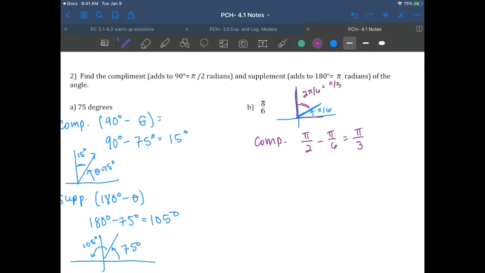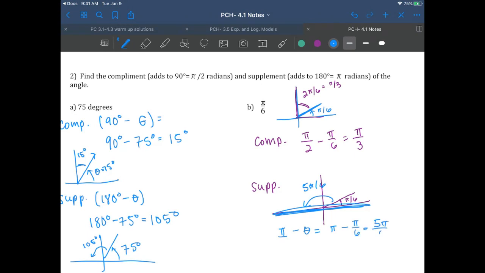Okay. For our supplementary angle, these are even easier. I'm going to look at pi over 6. I have 1/6 of the whole thing. So how many am I missing here? I'm missing 5 of the 6. The long way is to take pi, which is 180, and subtract your theta. So pi minus pi over 6 would give me 5 pi over 6.